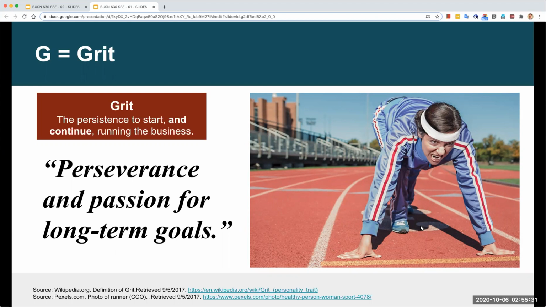There's hurdles, there's difficult times. We need to have the perseverance and passion for those to keep on going. Oftentimes we can enhance G.R.I.T or persistence by having a great network of people that can support us, developing ways that we can stay refreshed and recharged. So there are ways to encourage and practice G.R.I.T.